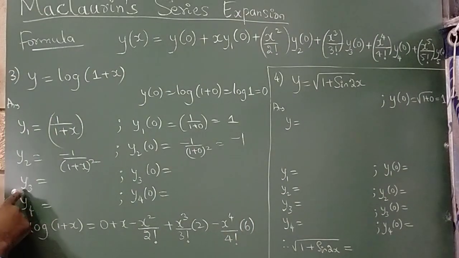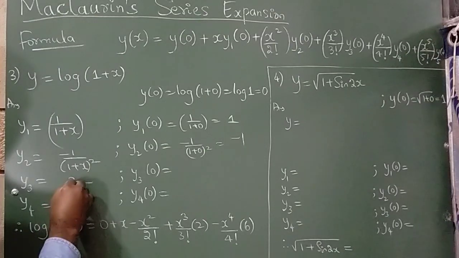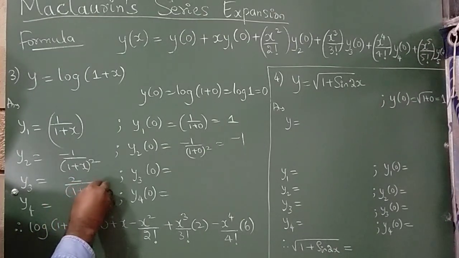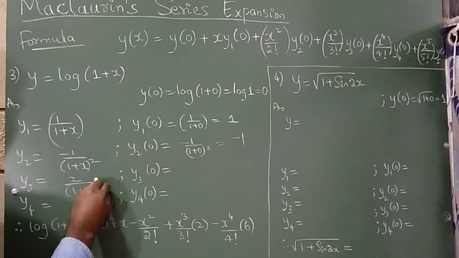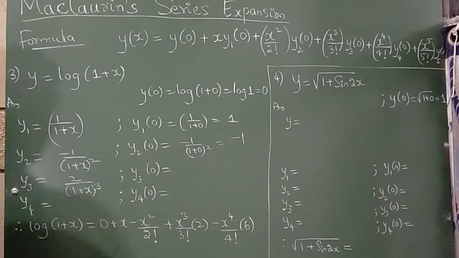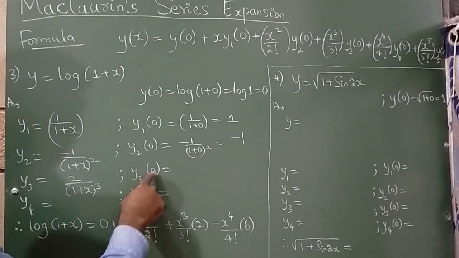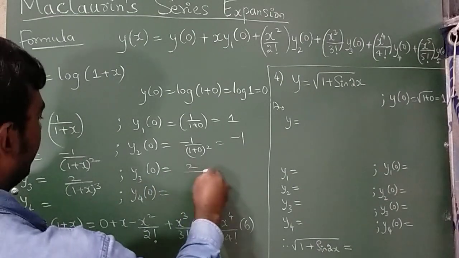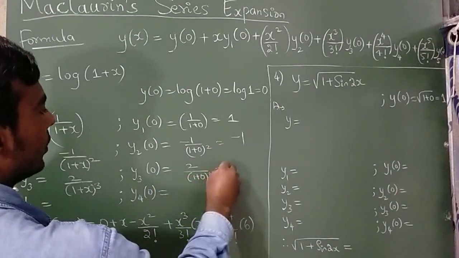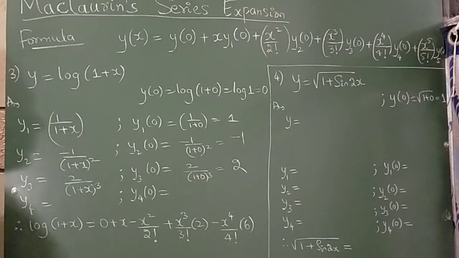So if I differentiate y2, I'll get y3. So the answer will be 2 divided by (1 plus x) whole cube. Fine. Now in place of x, if I substitute 0, I'll get (1 plus 0) whole cube. Then the answer will be 2.